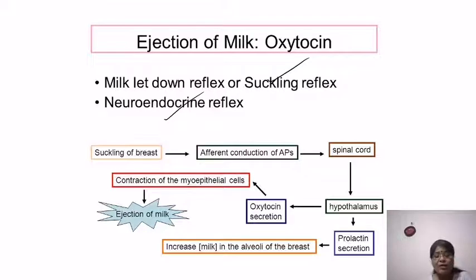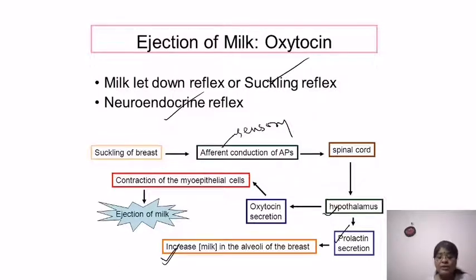That suckling causes sensory impulse generation, which goes via the spinal cord to your hypothalamus. These afferent fibres are sensory, remember that. The hypothalamus then acts on your anterior pituitary to release prolactin. Prolactin causes milk secretion, an increase in milk production.